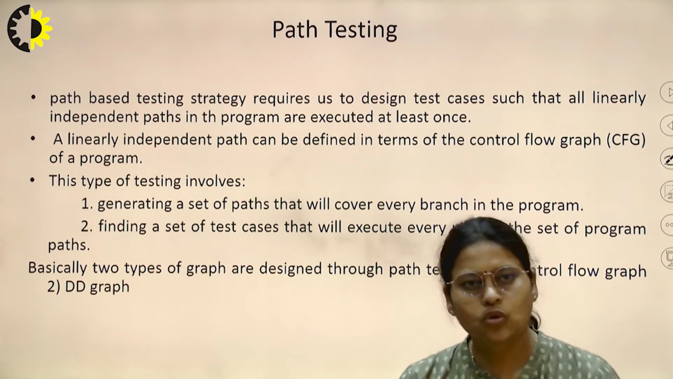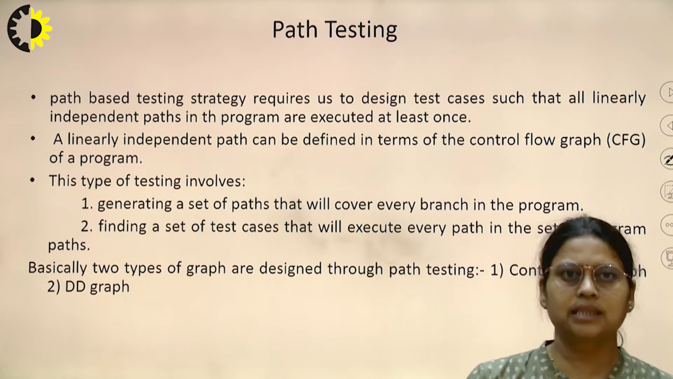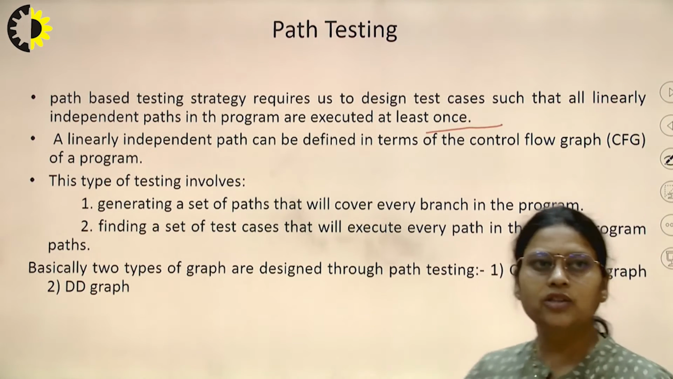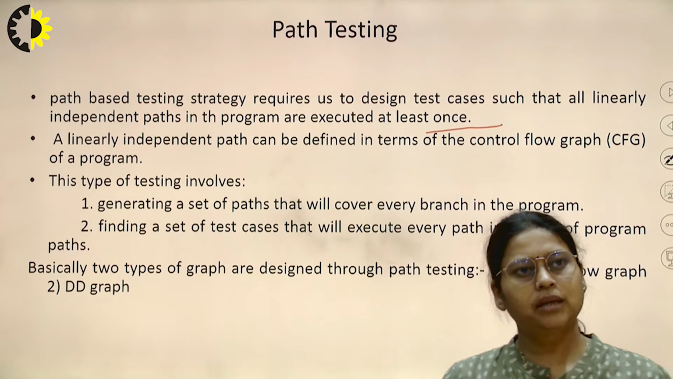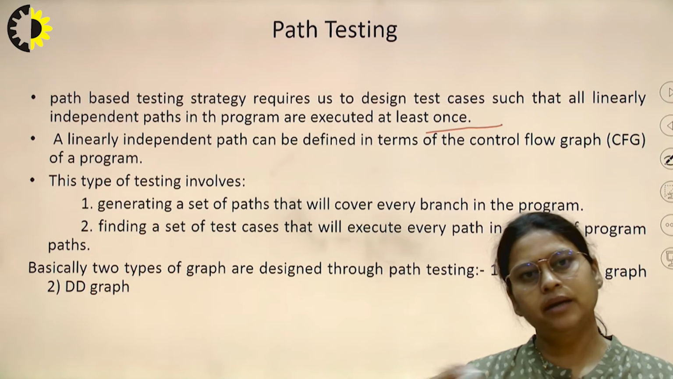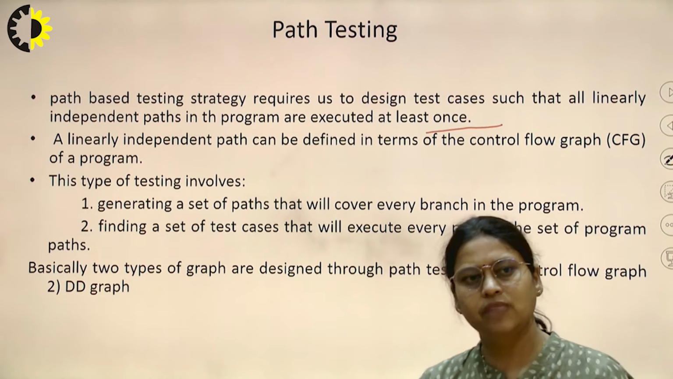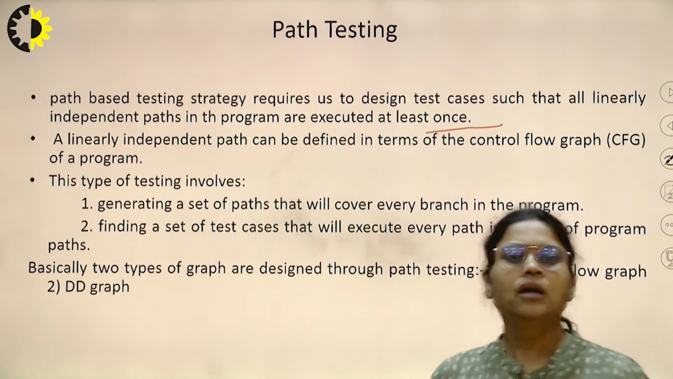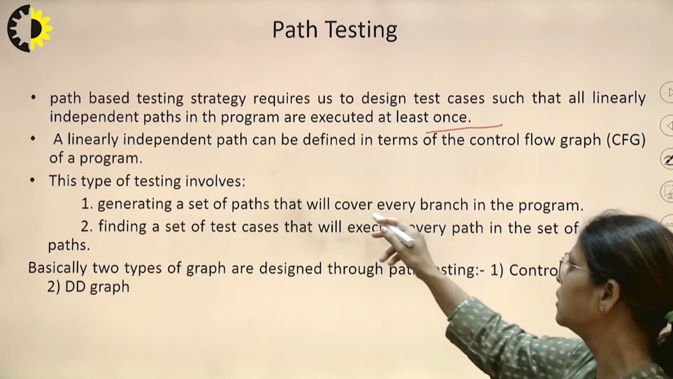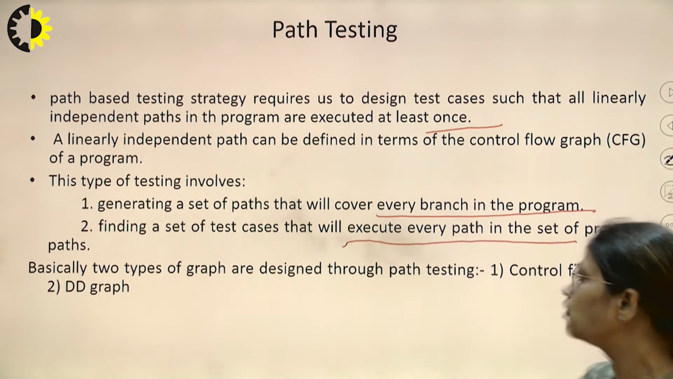These are some approaches of structural testing. First of all, we discuss the path testing approach. The path testing strategy requires us to design test cases such that all linearly independent paths in the program are executed at least once. A linearly independent path can be determined in terms of the CFG. So how can we identify it? Once we generate the CFG of the program, we can identify the linearly independent paths. This type of testing involves generating a set of paths that will cover every branch in the program, and finding a set of test cases that will execute those paths in the program.